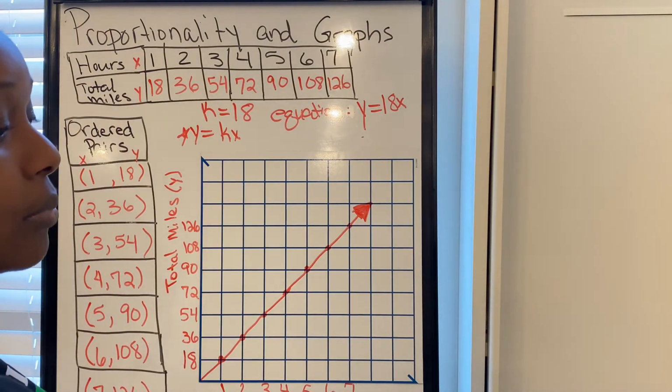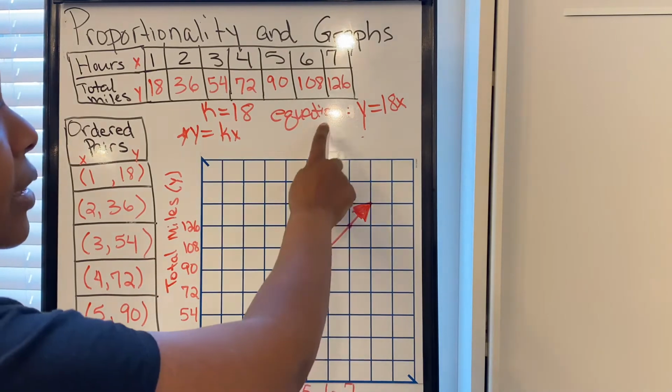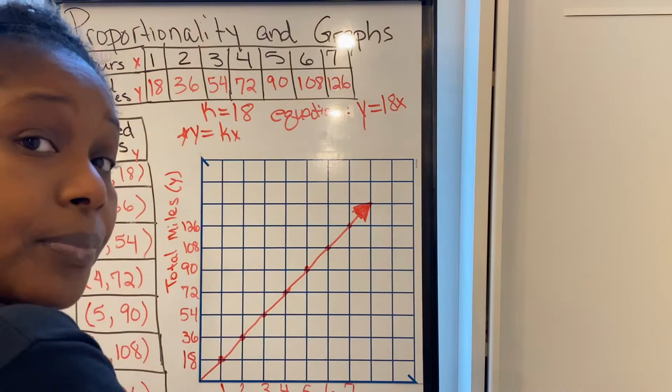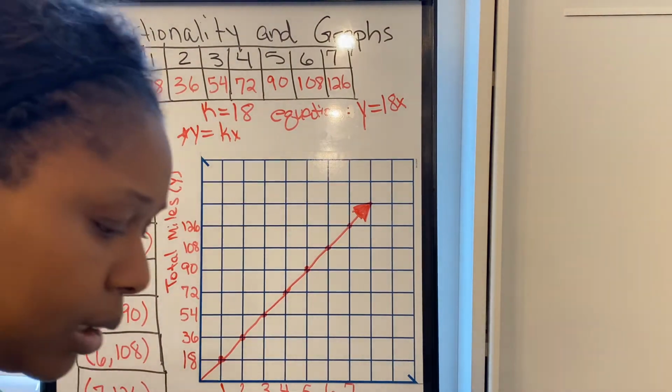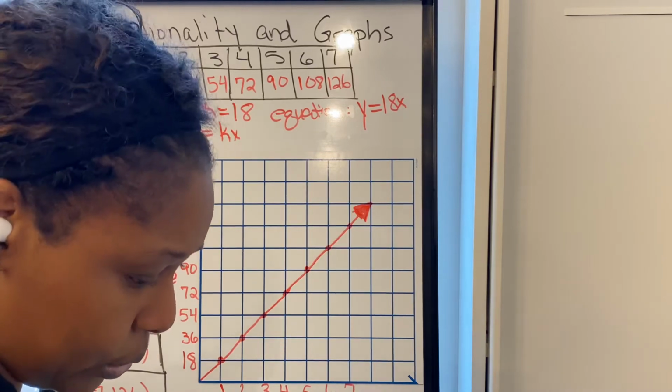It's not K equals Y over X because we're not trying to find the constant. We're trying to find the equation. Remember, equations always start with Y equals. Okay? I'm trying to think if there's another example that we could do.